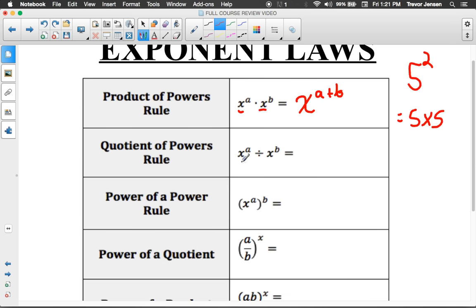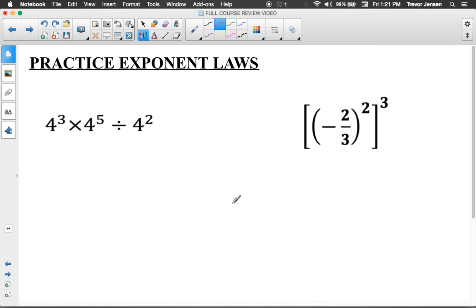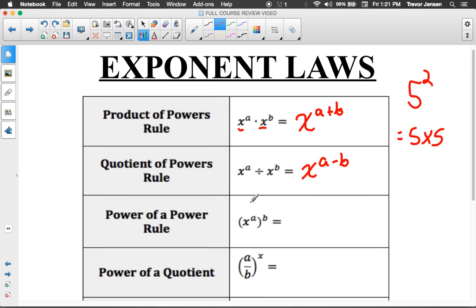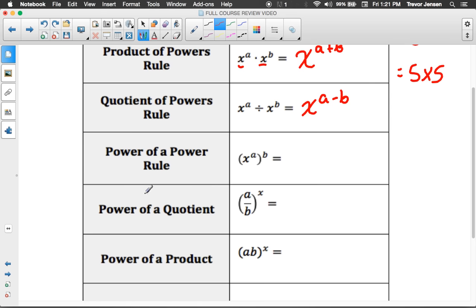What if you have 2 powers with the same base being divided by each other? There's a similar rule for that one. You keep the base the same, and this time you subtract the exponents. That's x to the a minus b. You would have learned the power of a power rule. If you have an exponent on top of an exponent, you keep the base and you multiply the exponents, x to the a times b.